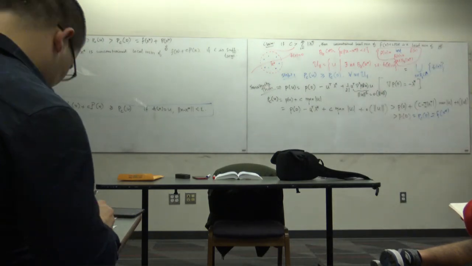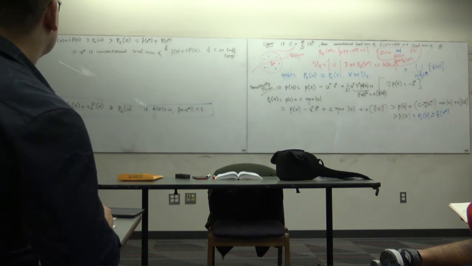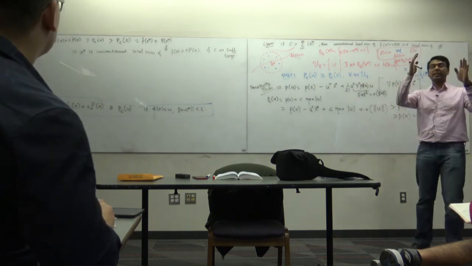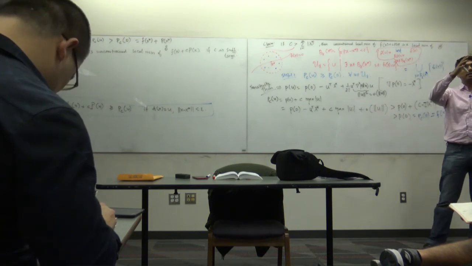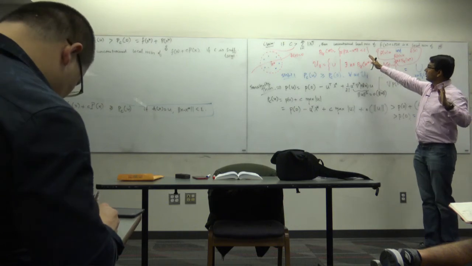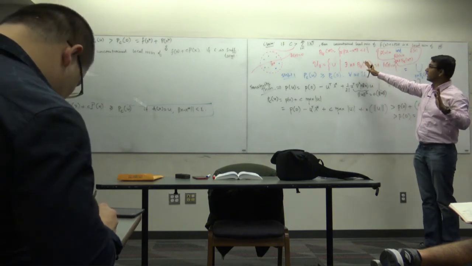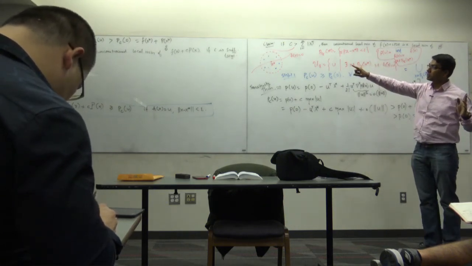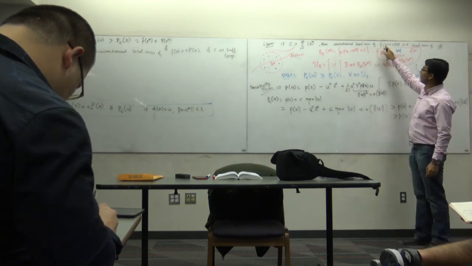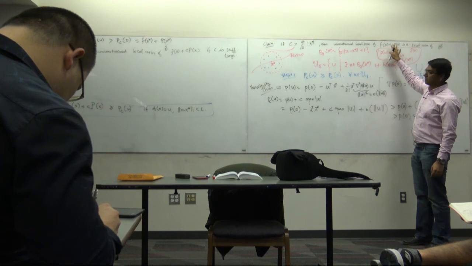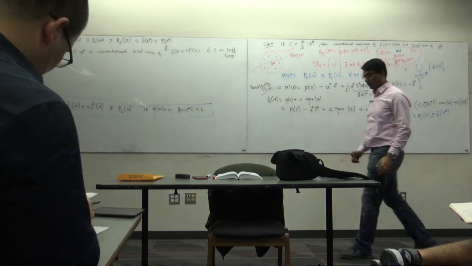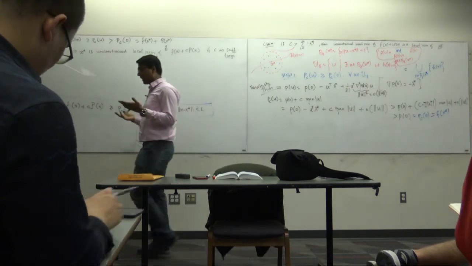Okay, so now we have the problem. What we have done is we started with a constrained minimization problem. We proved this claim, which said that the optimal solution of the constrained problem is actually an unconstrained local minimum of a different problem. But now, so that's good. So now I can apply gradient descent.